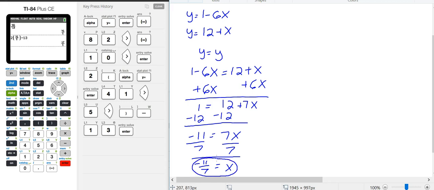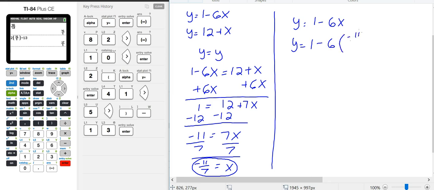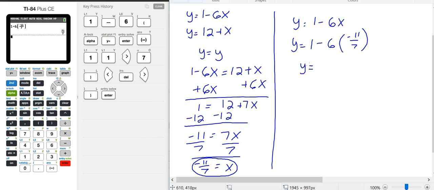And now we have to solve for the y-coordinate. To do that, we could plug in this x into either equation. We'll get the same answer. Let's use the first one. y is equal to 1 minus 6x. So y is equal to 1 minus 6 times negative 11 over 7. And let's solve that on the calculator. y is equal to 73 over 7. So the point at which these two equations intersect is negative 11 over 7, comma, 73 over 7.